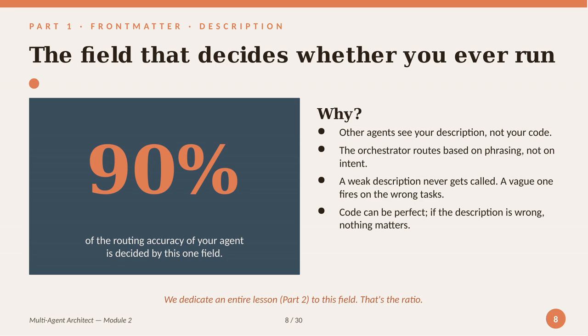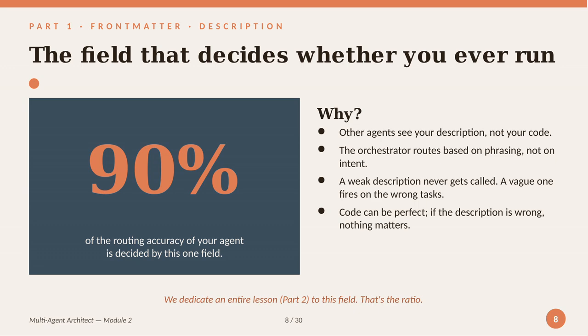Why? Four reasons. First, other agents in the system see your description, not your code. The orchestrator never opens your file, never reads your system prompt, never inspects your tool list when it's making a routing decision. It reads the description and routes from there. Second, the orchestrator routes based on phrasing, not on intent. It sees the words you wrote, not the meaning you had in your head when you wrote them.